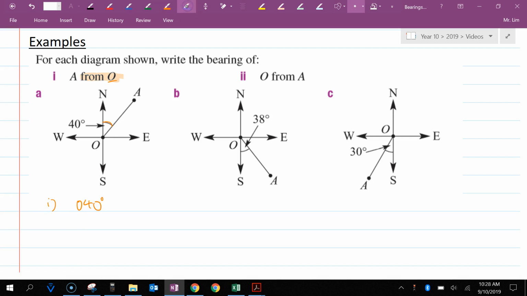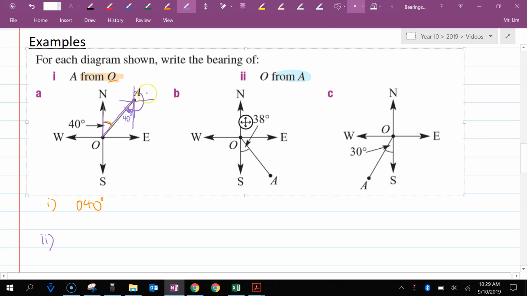Now for part 2, we want O from A. So we're starting at A, north of A, in a clockwise direction until we hit the line. Now, according to alternate angles and parallel lines, here's our alternate angles. This bit here has to be 40 as well. So the bearing has to be 180 plus 40, which is 220 degrees.